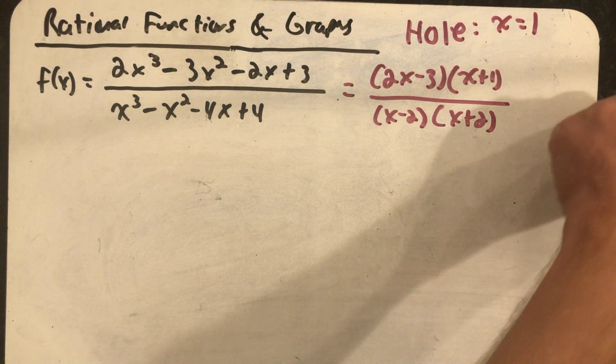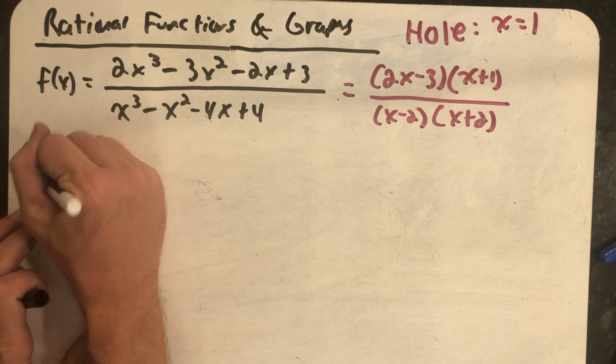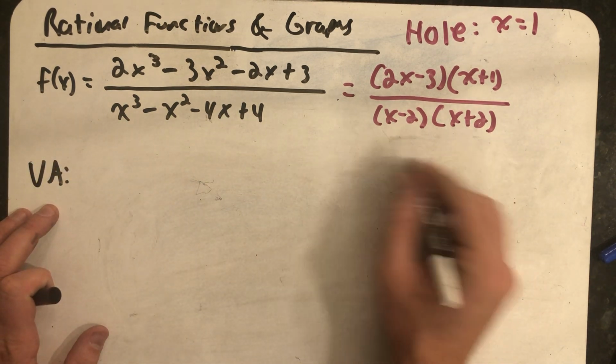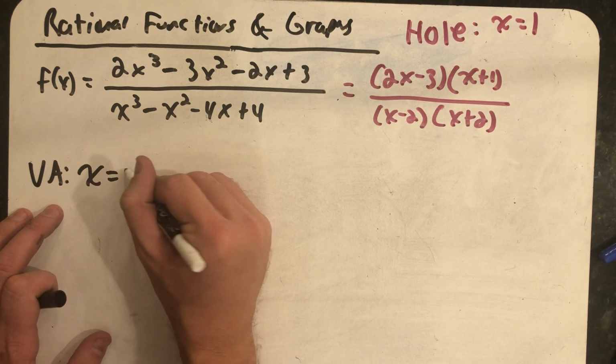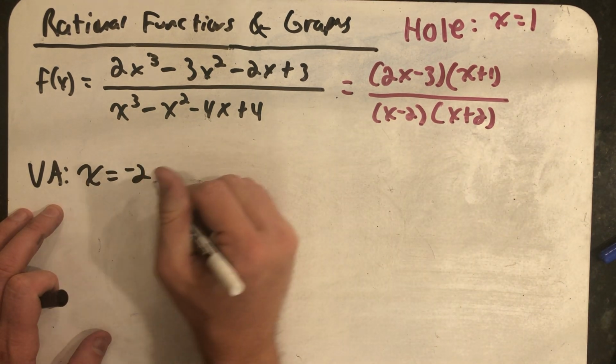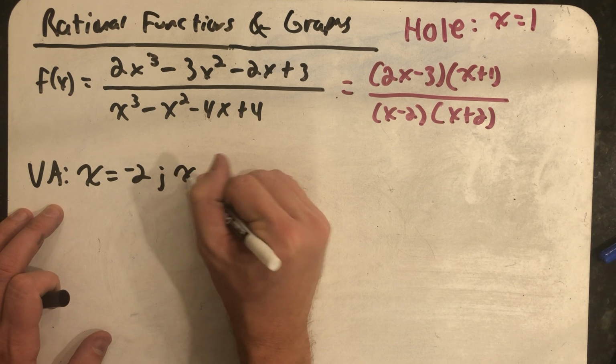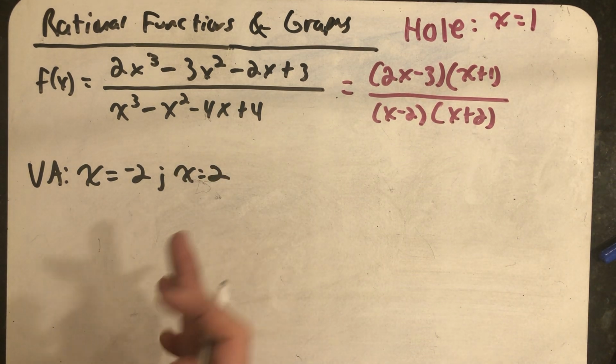All right, let's talk about the vertical asymptotes. They happen where the bottom is equal to 0 of the expression in its lowest terms. So I have x equals minus 2 from this piece and x equals 2. Two nice, happy vertical asymptotes.